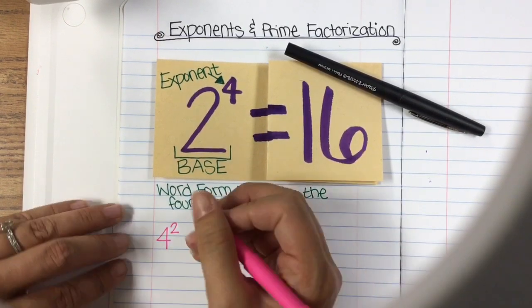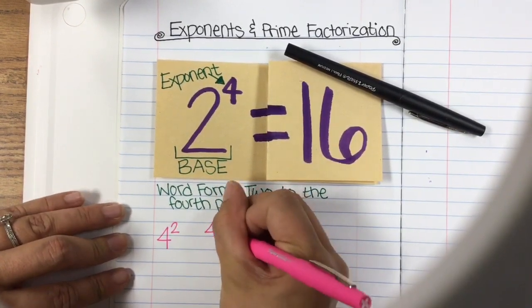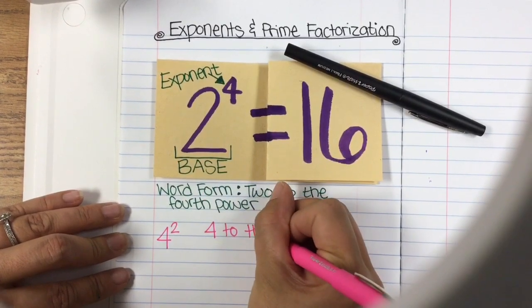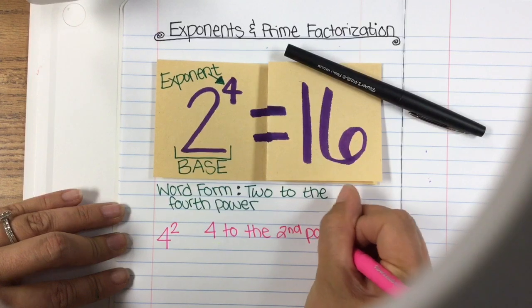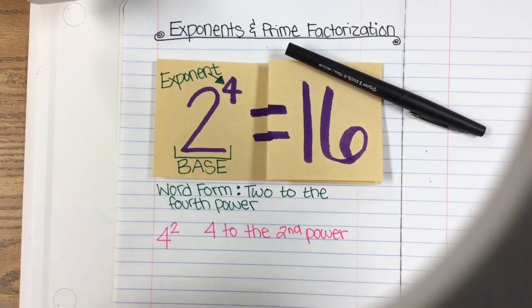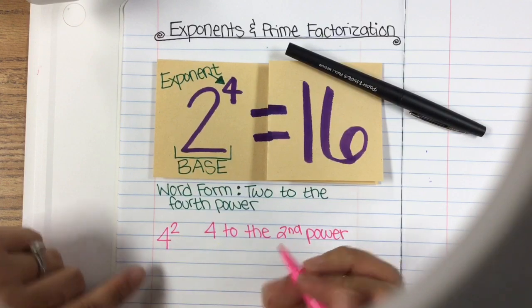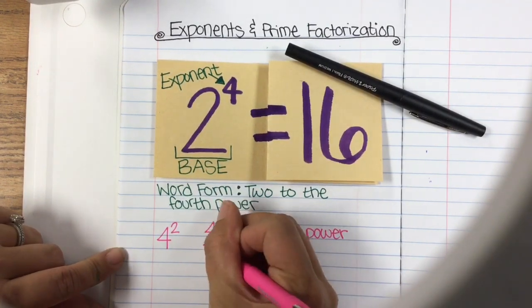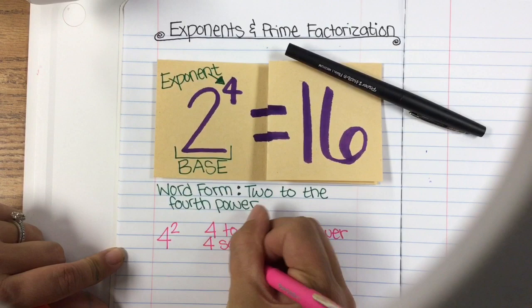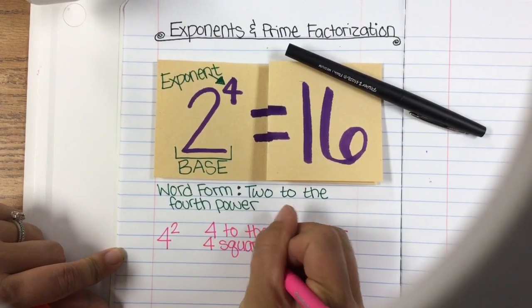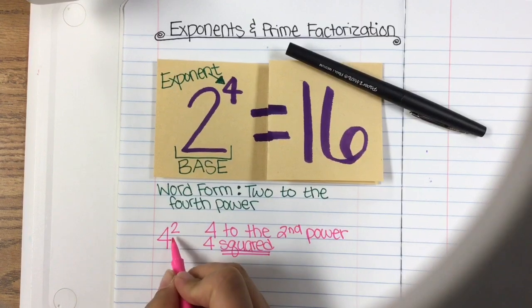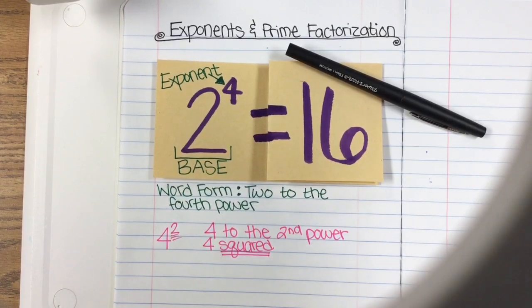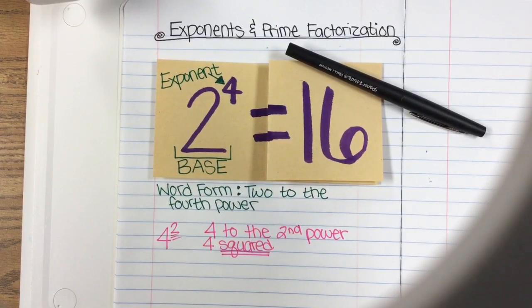It can be written 4 to the 2nd power. But when it has a 2 as an exponent, it is more likely to be called 4 squared. So squared is what I want you to understand. If I say squared or you hear squared, that means it has an exponent of 2.